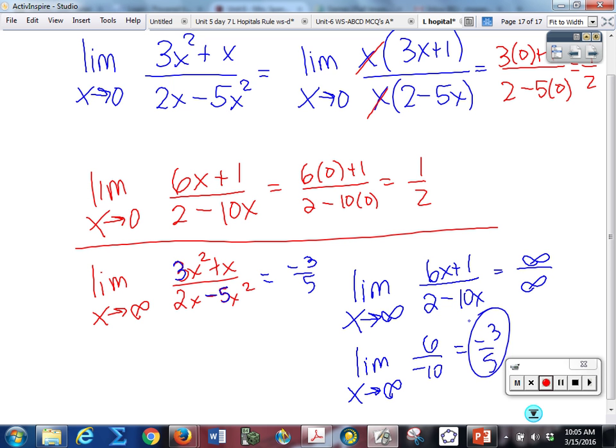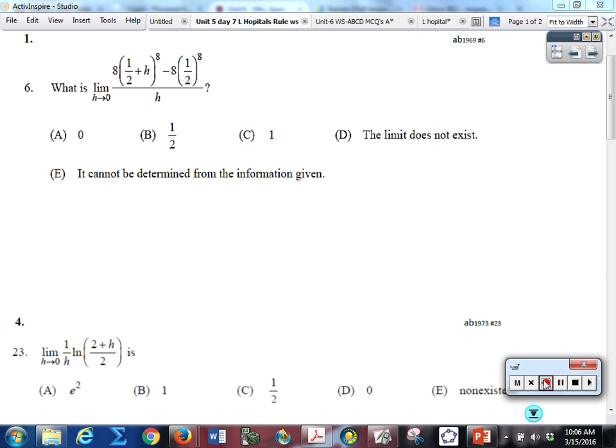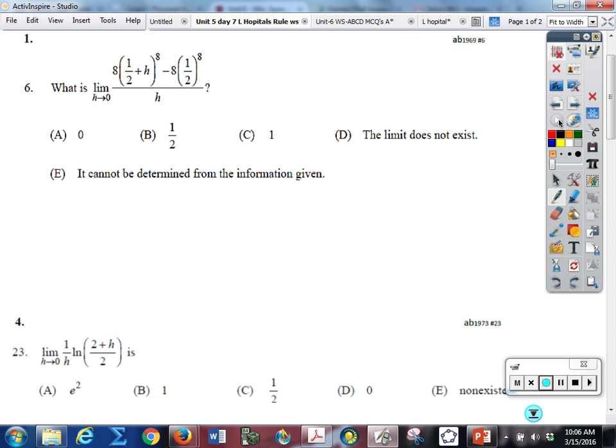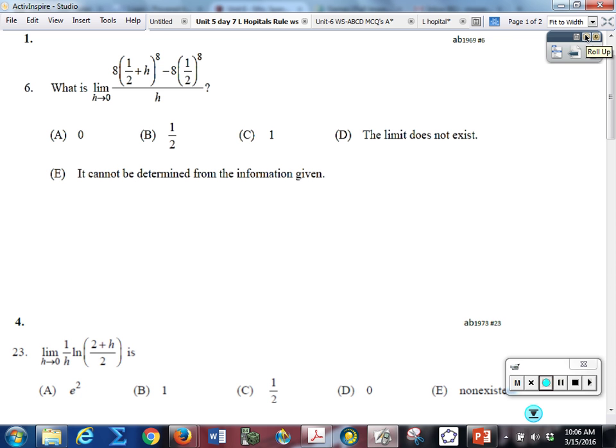Okay. Yeah, this one was taking the derivative again the second time. As I look at it, when I plug in 0, what do I get? I get 8 1/2 to the 8 minus 8 1/2 to the 8 over 0. I get 0 over 0, right? So I'm going to use L'Hopital's rule, and I'm going to take the derivative with respect to h. This is my variable, so I'm going to do the derivative with respect to h of the top and the derivative with respect to h of the bottom.